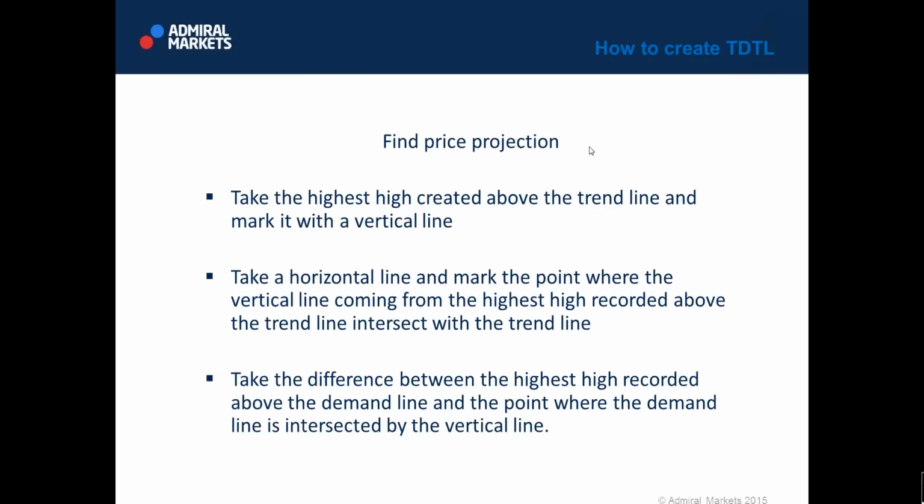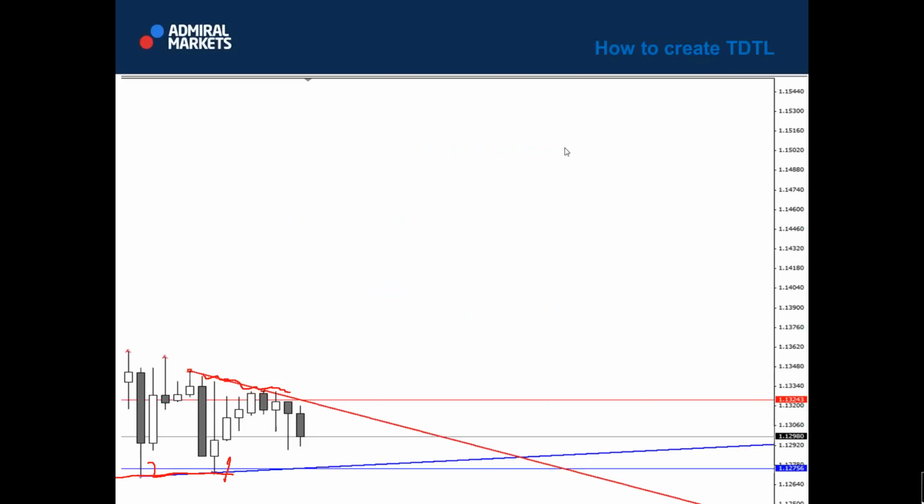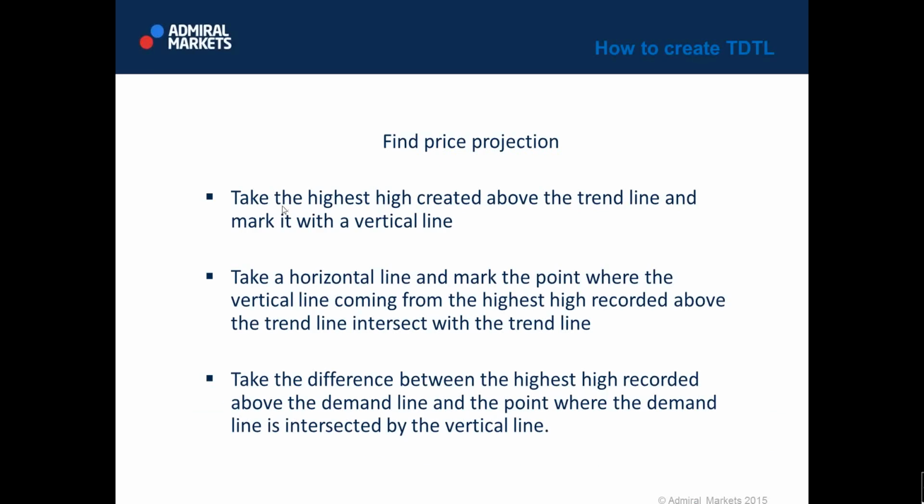And then when you have created the Tom DeMark trend line, you need to find the price projection. We are now talking about uptrend, so we want to take a breakout of the lower trend line. Take the highest high created above the trend line and mark it with a vertical line. I will show you the slides. Now please concentrate and snapshot these charts if you want to have them for yourself.